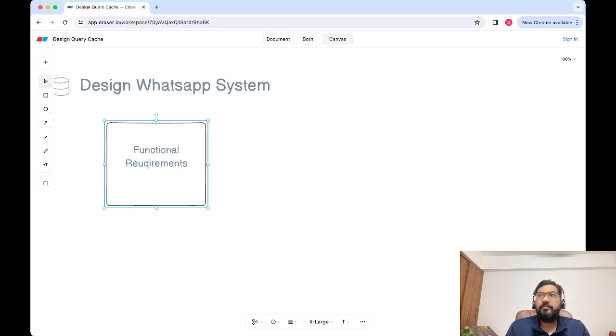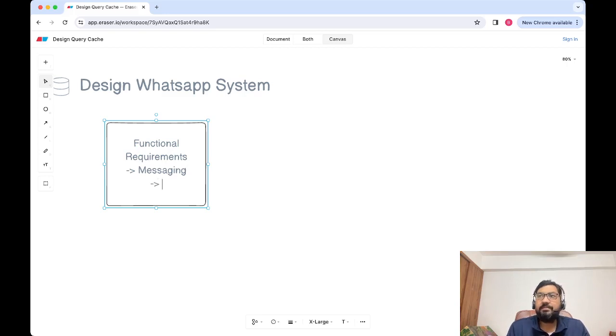When we are talking about the functional requirements, the first point that comes to us is messaging. When we are talking about messaging, what comes to our mind? It is about your real-time text, voice and video chat that we usually do, along with some multimedia sharing, like you share your images and videos. So all this comes into messaging.